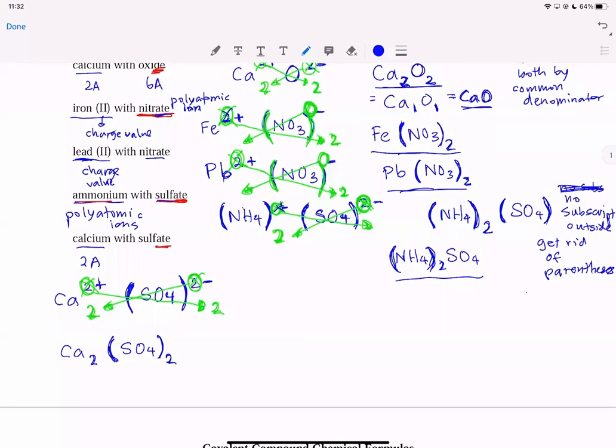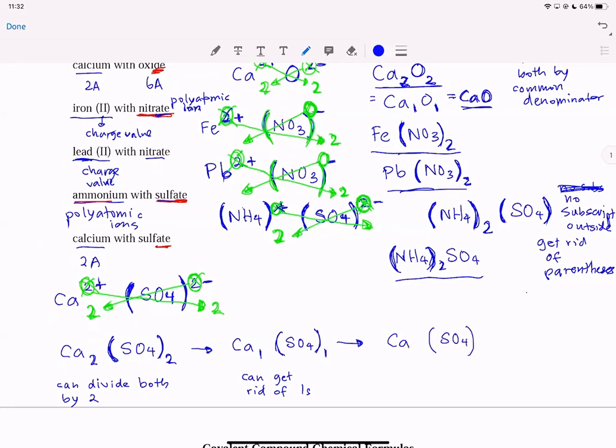Okay, so here's a few steps you can clean this up. So you can divide both of these by 2. That's the reducing to common denominator. So this is going to be Ca1 and then in parentheses SO4 1. Okay, well, you can get rid of any 1s because 1s are redundant. So this just becomes Ca and then in parentheses SO4.